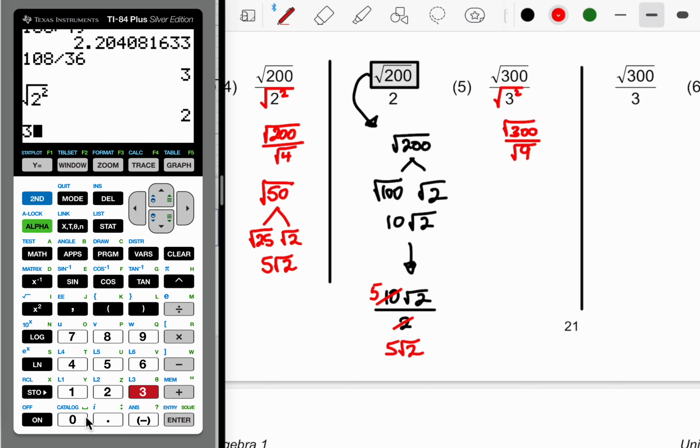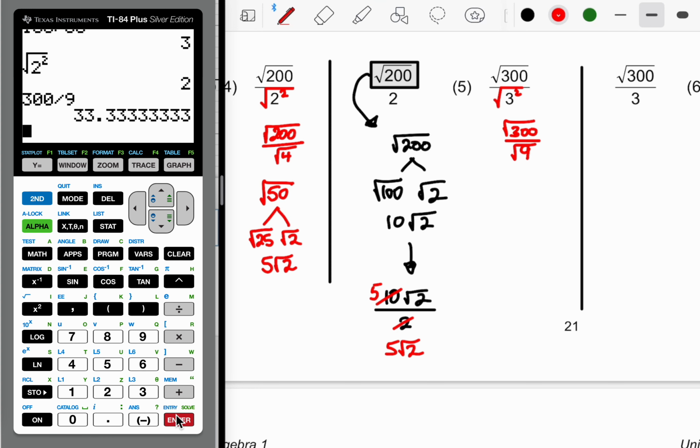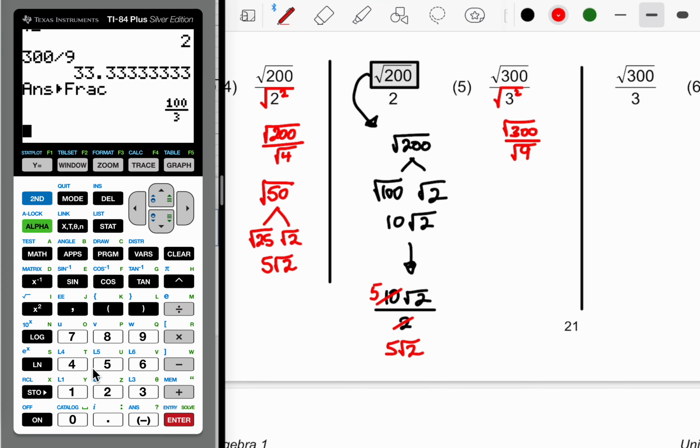So 300 divided by 9, it's a decimal or fractional value. It simplified to 100 over 3. That's the best you can do at this point, but that's really not that bad, because if we know that this is going to simplify to the square root of 100 over the square root of 3, well, the square root of 100, that's perfect. So that's 10 over the square root of 3. Down the line, I'll review with you how to rationalize denominators.